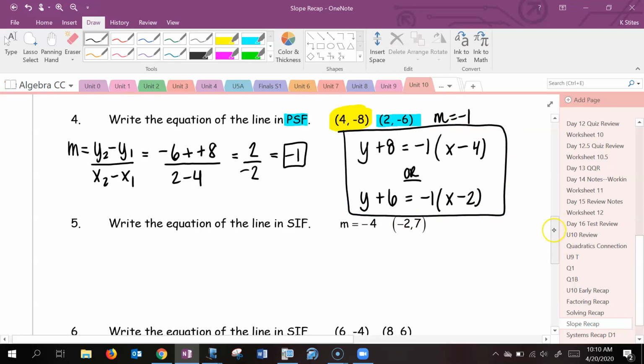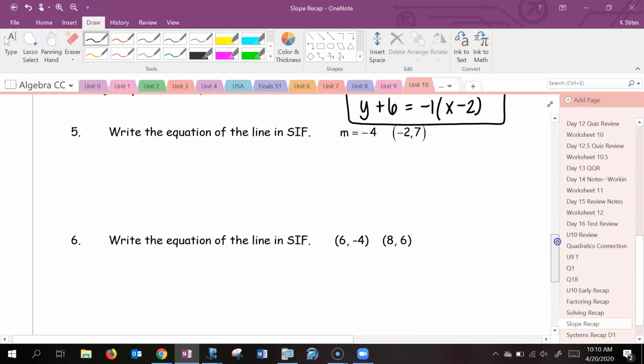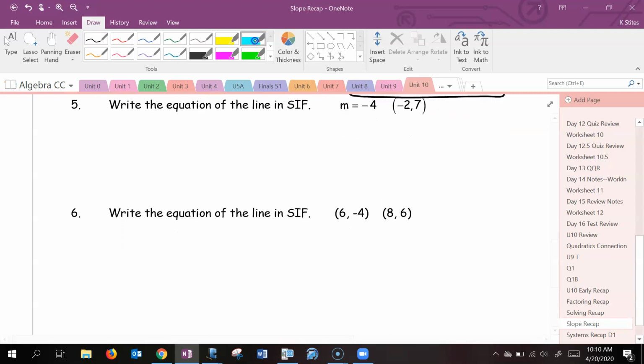All right, we have 2 more, and these 2 are about SIF, or slope-intercept form. So again, the S stands for slope, but really you want to think about the S as standing for solve, because now we're actually going to solve PSF. We do always want to start in point slope form though. So notice I have my slope and my point. I'll begin with PSF: y, opposite of my y-coordinate, so y minus 7, equals, my slope is -4, parentheses, x, and then opposite of my x-coordinate. So that's a +2.